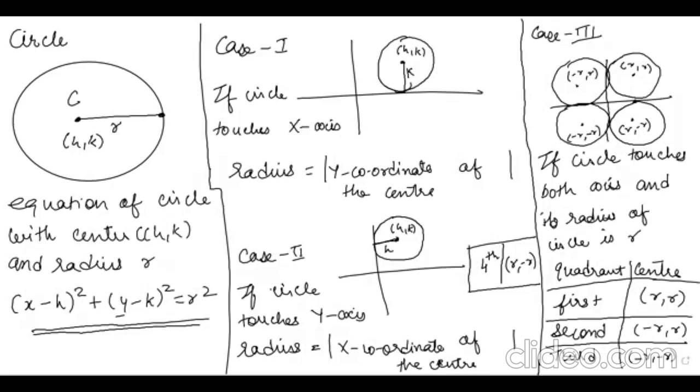If the radius is given, if we know the radius of the circle, then we can obtain the center of the circle by knowing in which quadrant the circle is. If it is in the first quadrant, then my center will be (r, r). If it is in the second quadrant, my center will be (minus r, r). If it is in the third quadrant, my center will be (minus r, minus r). And if it is in the fourth quadrant, then my center will be (r, minus r). Right.